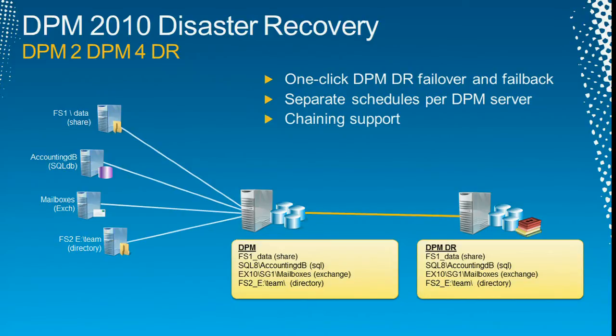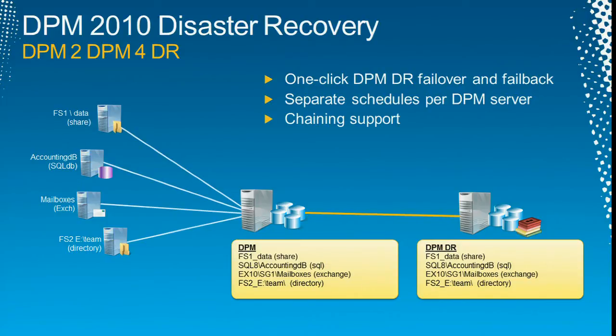It has chaining support. So we can actually say we have DPM A that will be protected by DPM B, and DPM B will be protected by DPM C, and DPM C will actually be protected again by DPM A. Or you can have other scenarios. You have DPM A, B, C, D that are all protected to one somewhere in the main office, for example, DPM E. So you kind of get a lot of options to create an entire disaster recovery process.